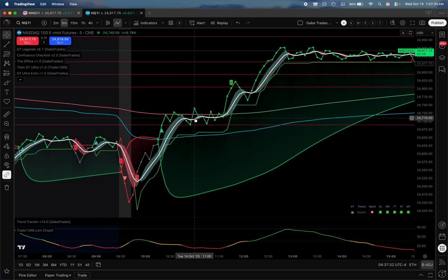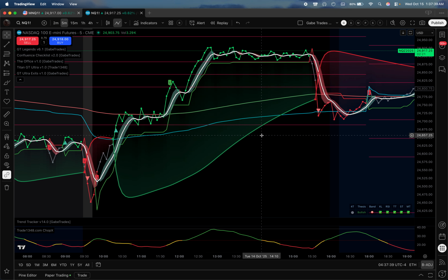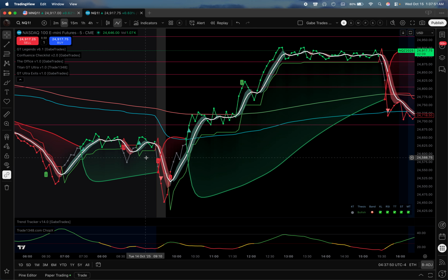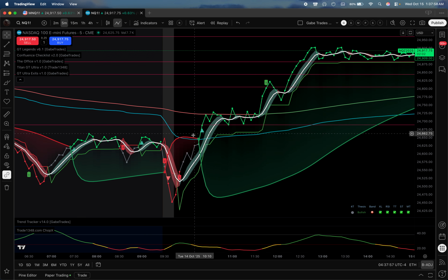In this video, I will be covering the GT Ultra Exits Indicator. Now, this is a little bit involved, so bear with me. There are three features in the GT Ultra Exits Indicator that are really useful. The first feature is the colorized price line. The colorized price line lets you trade without candles but retaining the colorized candle color from the Titan GT indicator.